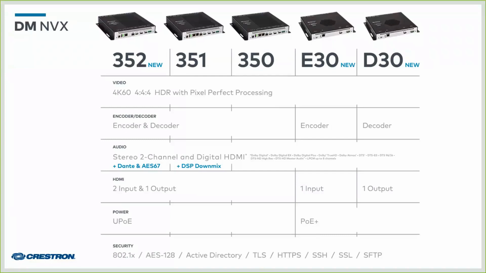Then comes the part of encoding and decoding. The 350, 351 and 352 would act both as an encoder or a decoder. However, the E30 and the D30 are the low-cost solutions that we are offering, which can only act as an encoder for the E30 and a decoder for the D30. Coming down to the input and output part of it, again, all the 350, 351 and 352 have two inputs and one output. However, the E30 and D30 offer a single input on the E30 and a single output on the D30. For the power part of it, we need Ultra PoE for the 350, 351 and 352. However, the E30 and D30 have a lower power requirement, and a simple PoE+ is sufficient for that.